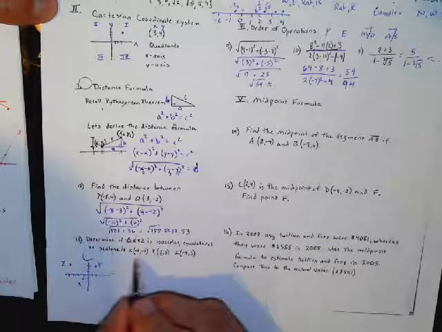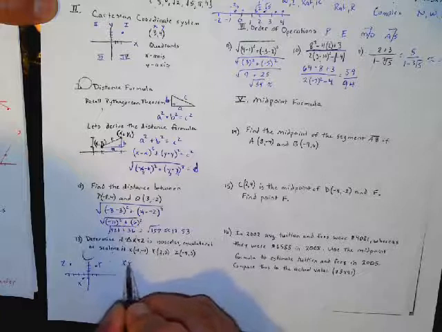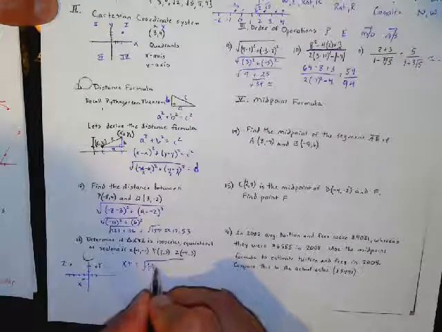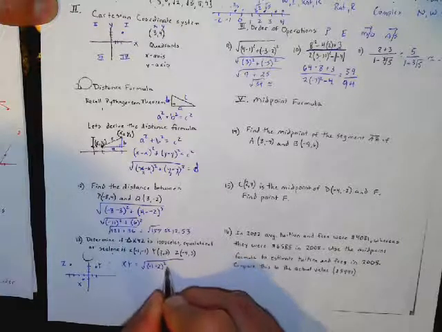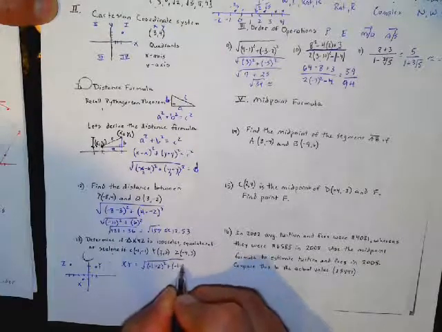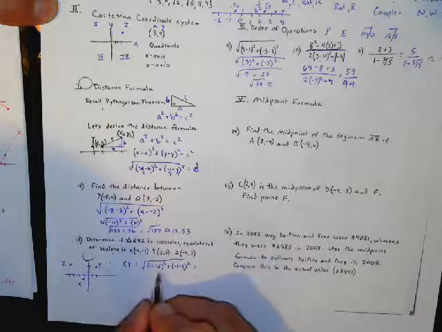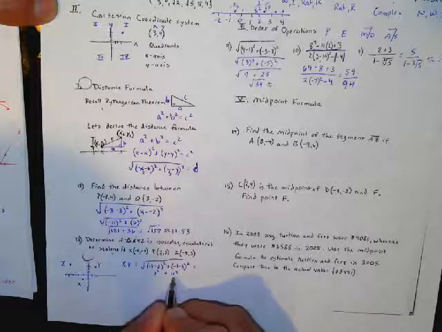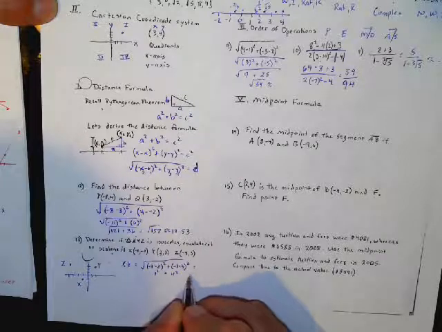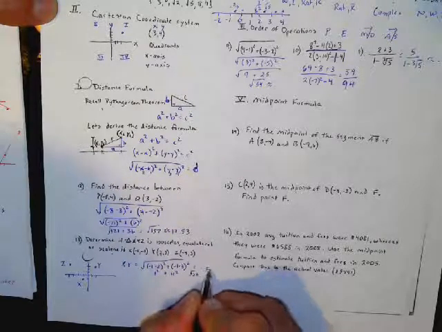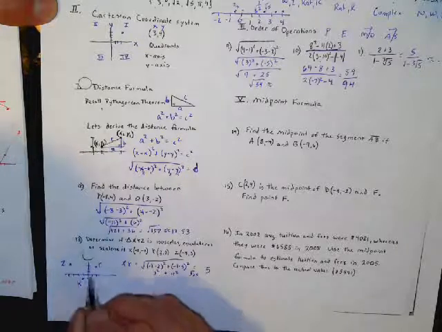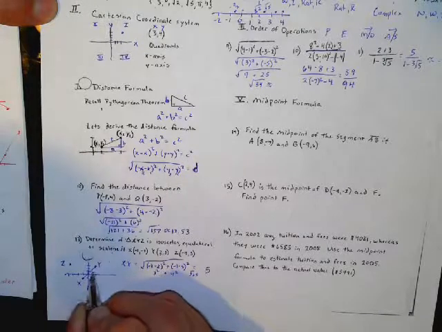So let's just say I take x and y. The distance of x and y is going to equal the square root of negative 1 minus 2 squared plus negative 1 minus 3 squared, and that'd be 3 squared, and that would be 4 squared. 9 plus 16 is 25. Square root of 25 is 5. So I know that xy, this distance right here, is a distance of 5.